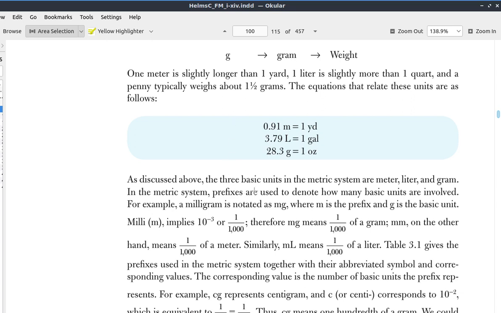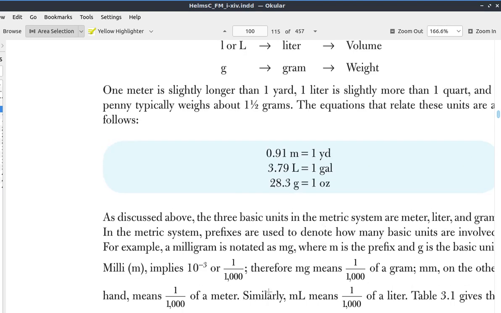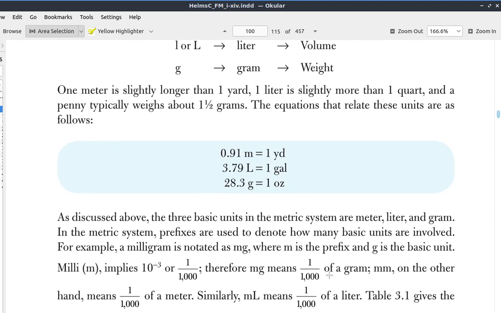As discussed above, the three basic units in the metric system are meter, liter, and the gram. For larger measurements, instead of the gram, we say kilogram, right? In the metric system, prefixes are used to denote how many basic units are involved. So prefix means a term you put to the left or in front of a word to adjust its meaning. So for example, a milligram is noted as mg, where m is the prefix and g is the basic unit.